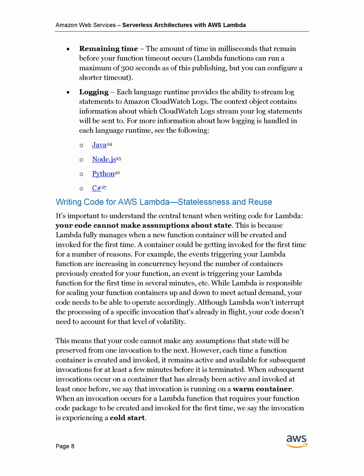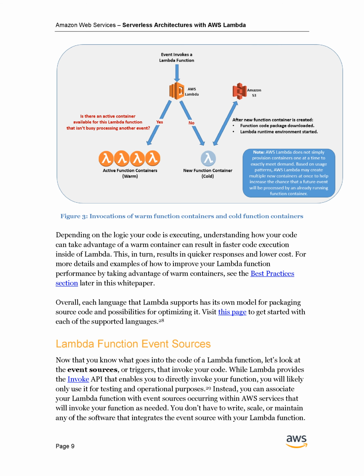When an invocation occurs for a Lambda function that requires your function code package to be created and invoked for the first time, we say the invocation is experiencing a cold start. Depending on the logic your code is executing, understanding how your code can take advantage of a warm container can result in faster code execution inside of Lambda. This, in turn, results in quicker responses and lower cost. For more details and examples of how to improve your Lambda function performance by taking advantage of warm containers, see the Best Practices section later in this whitepaper. Overall, each language that Lambda supports has its own model for packaging source code and possibilities for optimizing it. Visit this page to get started with each of the supported languages.